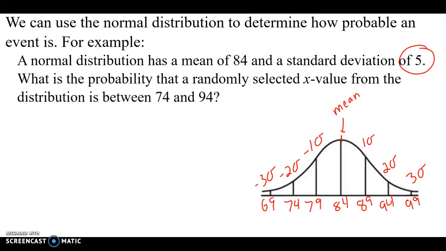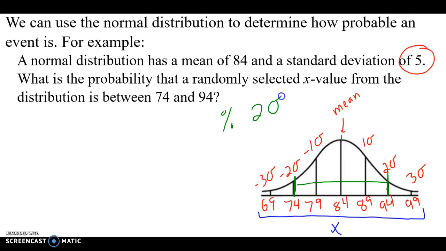So now it asks us, what is the probability that a randomly selected x value, so these are all of our x values down here, what is the probability that it is between 74, which is right here, and 94? What is the probability, which is percent usually, or decimal? We realize that they're really just asking us what percent is within 2 standard deviations. As you can see, they're asking us 2 standard deviations out from the mean.